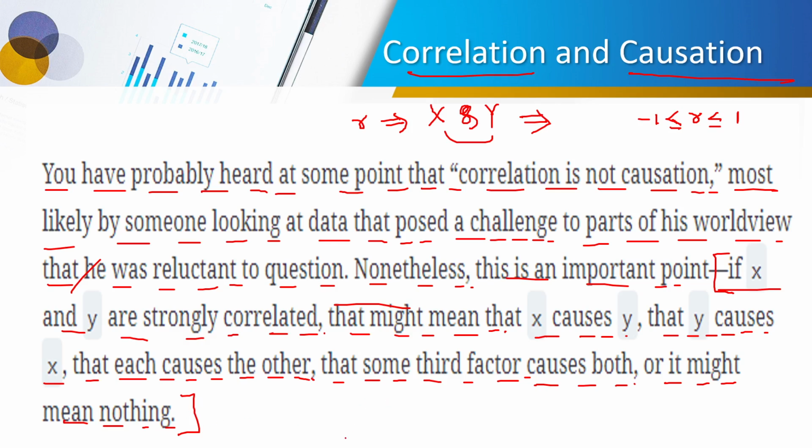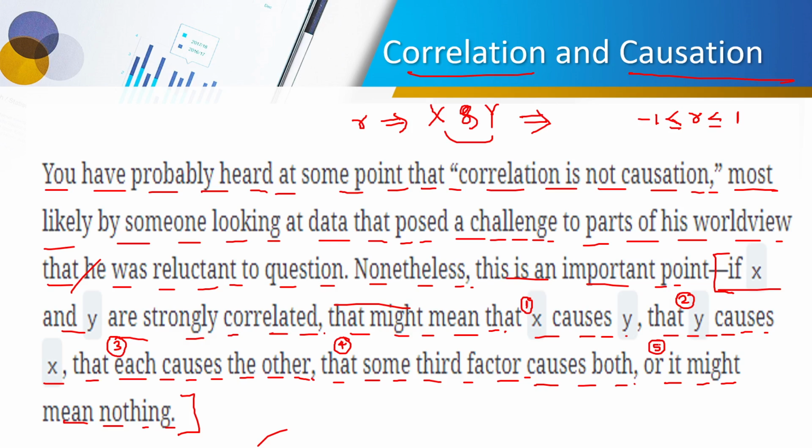Which are the 5 cases? First case, if they are strongly correlated, then x causes y. Because of x there is a y. Or we have a second case: y causes x. Then we have a third case: each causes the other, meaning x causes y as well as y causes x. Or we have a fourth case: a third factor causes both. There is one more factor which might cause x and y. Or the last case is that no one causes the other. There is no relationship between them.